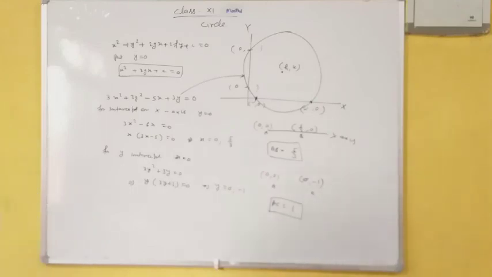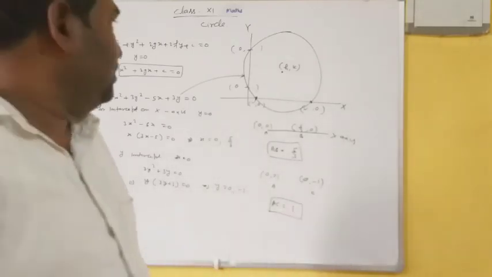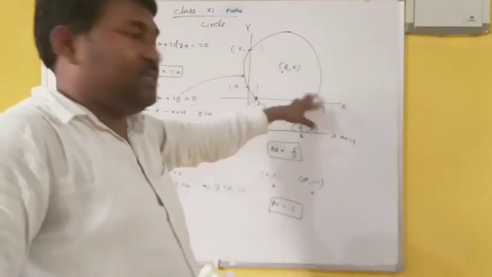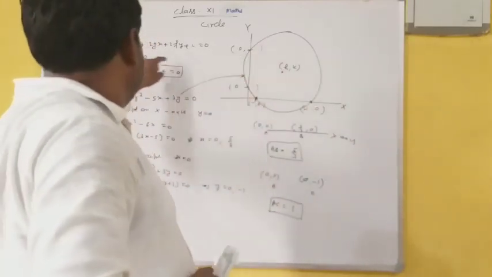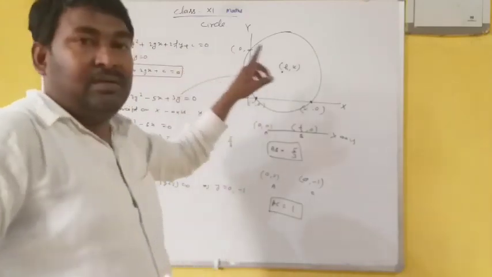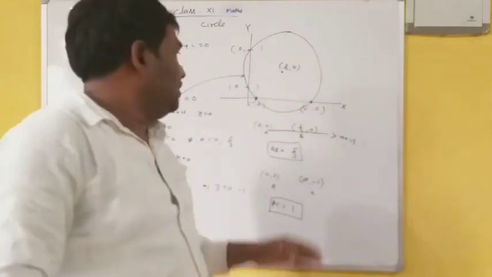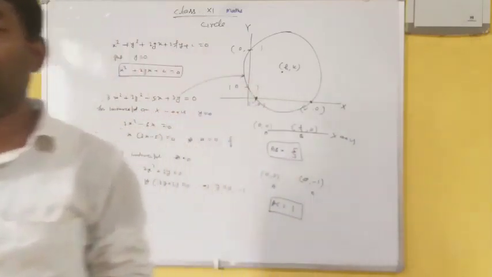Right? In this way you can solve other questions based on intercepts cut by the circle on the x-axis and y-axis, and to find the radius and center of the circle. In the next lecture I will give you some more numericals. Thank you so much.